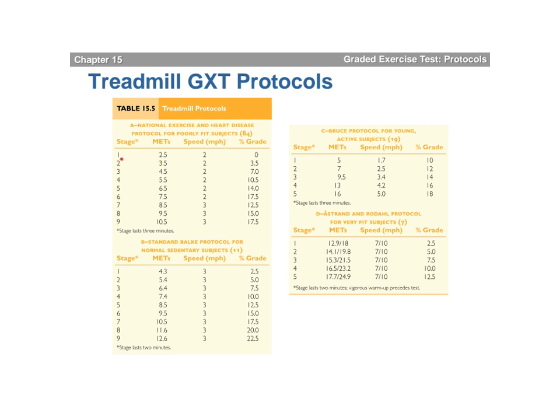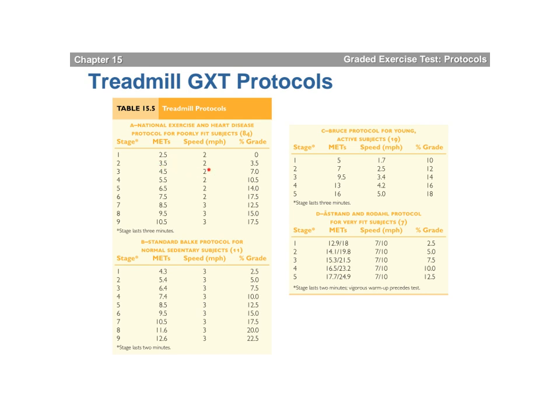So for these poorly fit subjects, you might start at, say, stage 1 with a MET of 2.5. So it's quite light exercise. That corresponds to a speed of 2 miles per hour on a treadmill and a grade of 0. So that's very easy. And then you would increase every 3 minutes. Each stage is 3 minutes. Every 3 minutes, you'd increase by a stage.